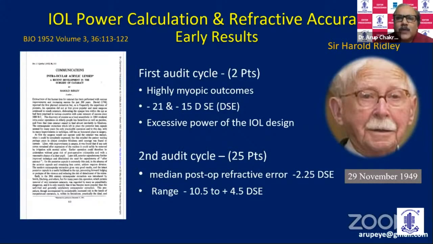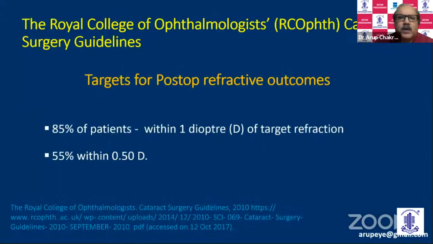revealed highly myopic outcomes, minus 21 diopter and minus 15 diopter spherical equivalent. And in the second audit cycle also, the median postoperative refractive error was quite high, minus 2.25 diopter. So definitely, there was a long way to travel for us to refine the outcomes. If you look at the Royal College of Ophthalmologists cataract surgery guidelines, it says that 85% of the patients should be within 1 diopter of target refraction and 55% within 0.5 diopter. But I think we need to go beyond that.